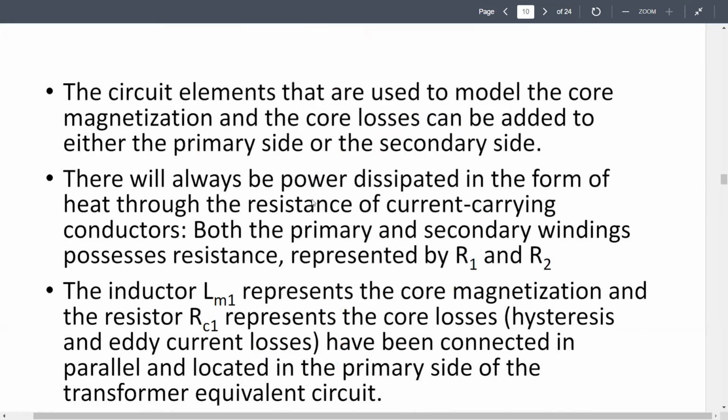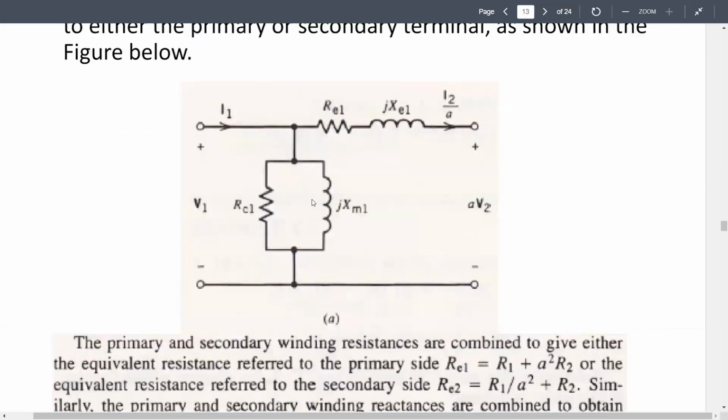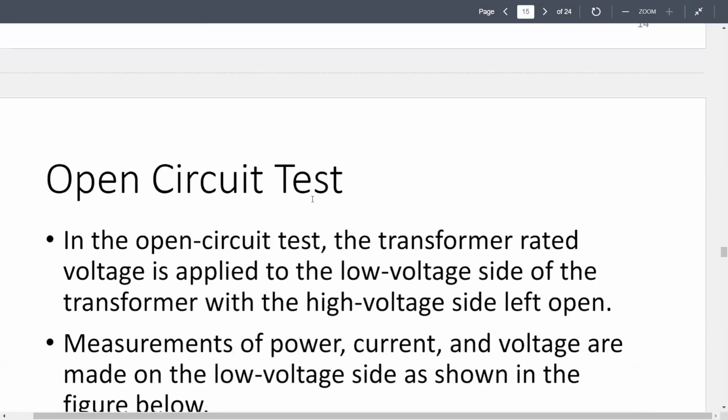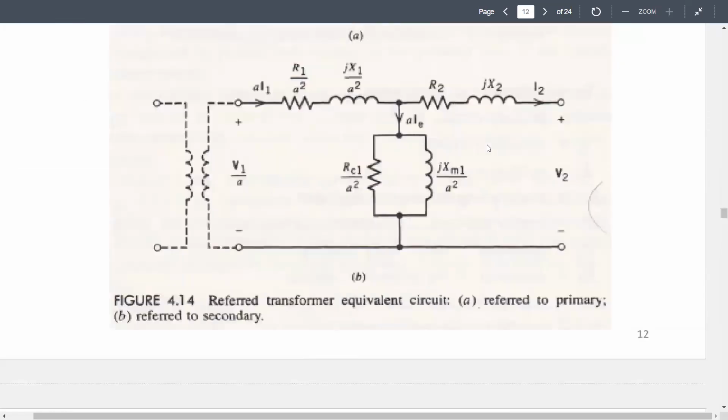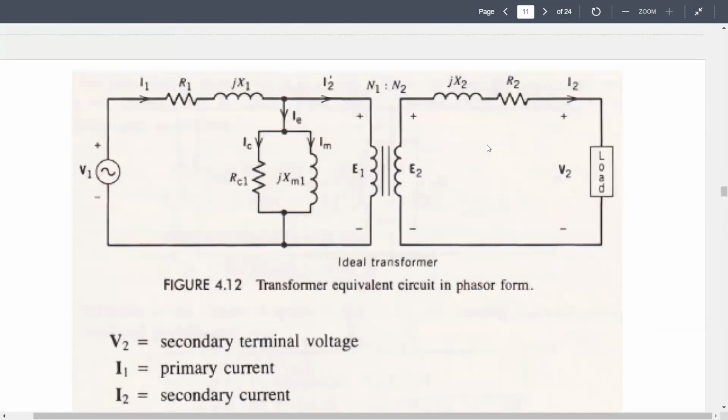So in order to do so, we will do, let's say, this open circuit test. Before going to that section, I'd like you to see this figure. For an ideal transformer, when we learned about this, we saw only windings and that's it, right? But in this case, we'll see an equivalent circuit of an actual single phase transformer.